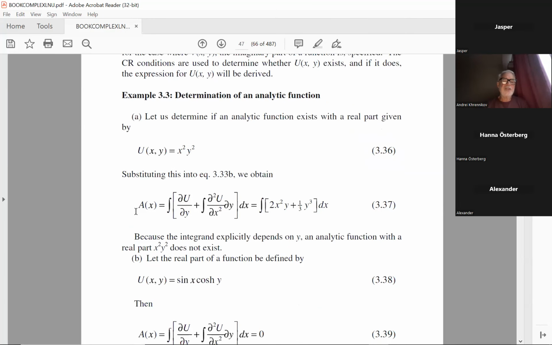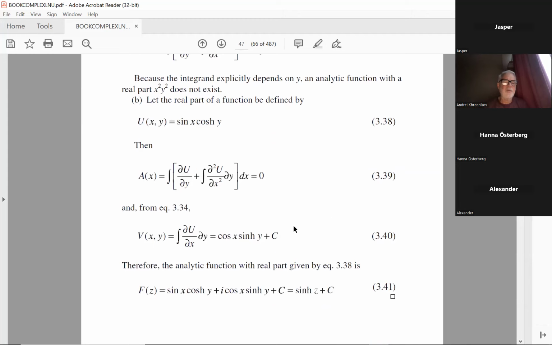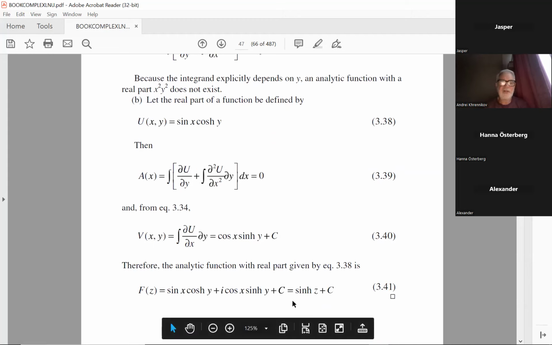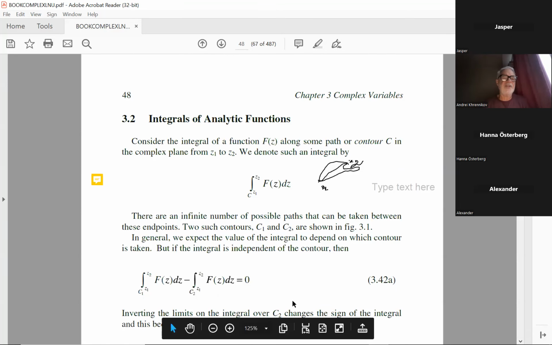And then they consider an example. We just put these concrete functions in this formula. We calculate the derivative with respect to y. This is this one. Then we calculate this derivative with respect to x and integrate with respect to y. And then we integrate, and we get somewhere this function. So it works, but I'm not sure that it has so many applications.